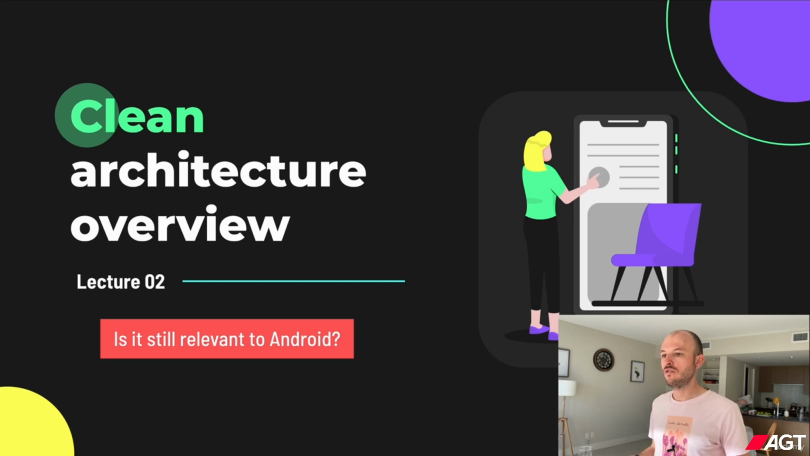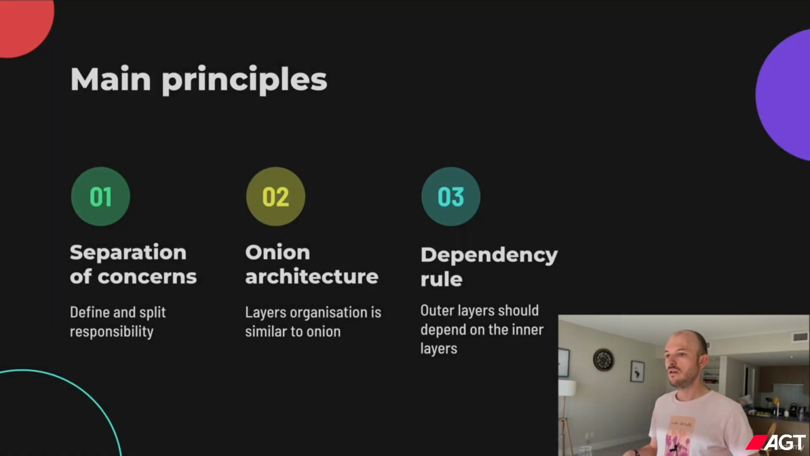Welcome to the lecture on the clean architecture overview. Many articles on Medium describe how to apply clean architecture in Android. I find most of these approaches to be obsolete, but at first, let's review the basic ideas behind clean architecture. Referring to the original Uncle Bob's publication, we can define 3 key principles: separation of concerns, onion architecture, which is an addition to the previous principle, and dependency rule.